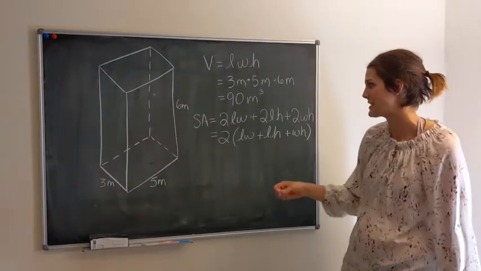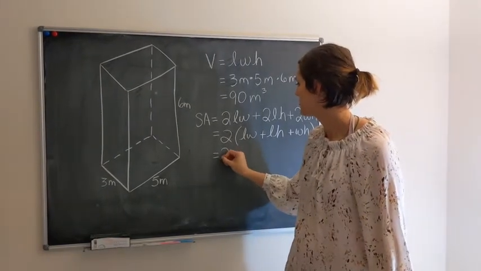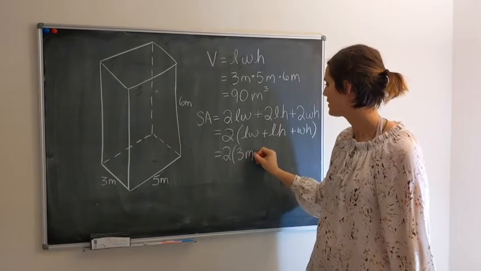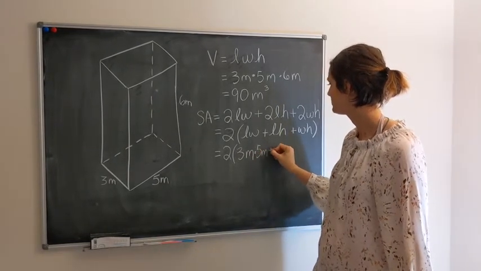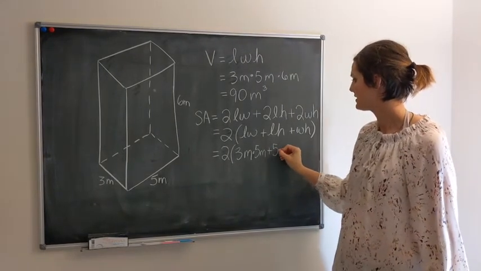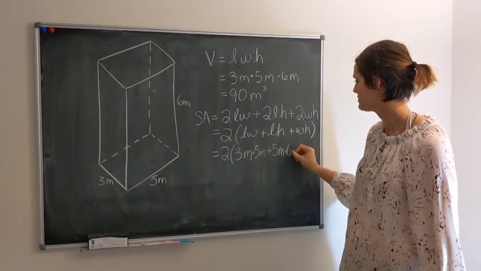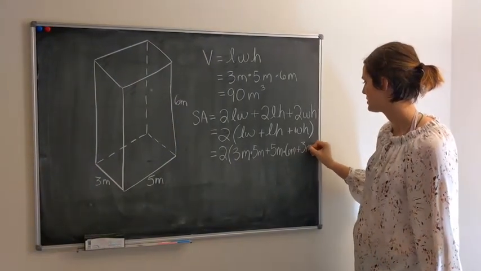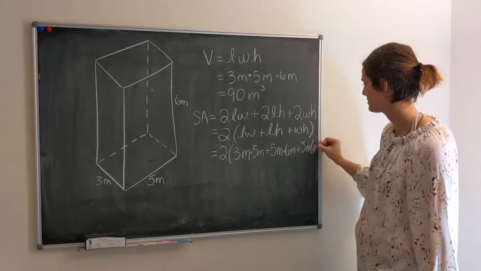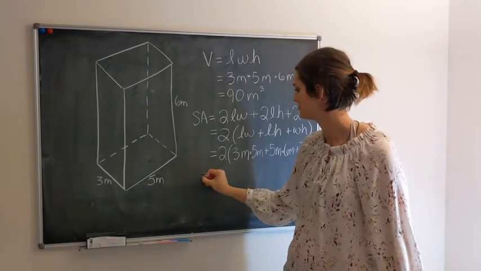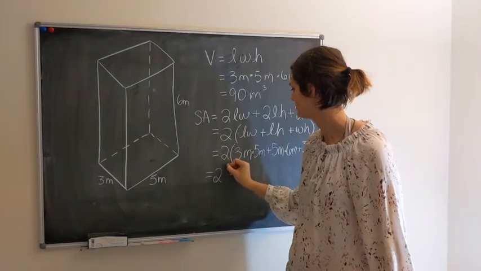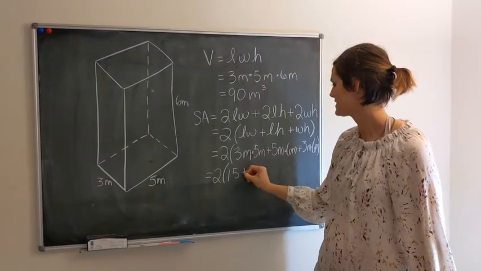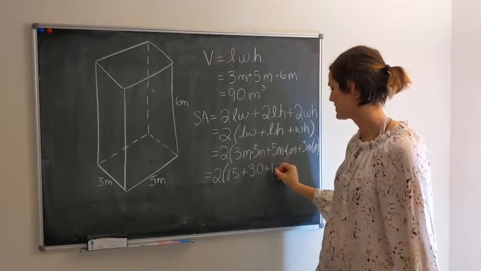All right, let's go through those calculations. So in this case, our length and width are 3 meters and 5 meters. Our length and height will be 5 meters times 6 meters. And our width and height will then be 3 meters times 6 meters. Three times 5 gives us 15. 5 times 6 gives us 30. 3 times 6 gives us 18.